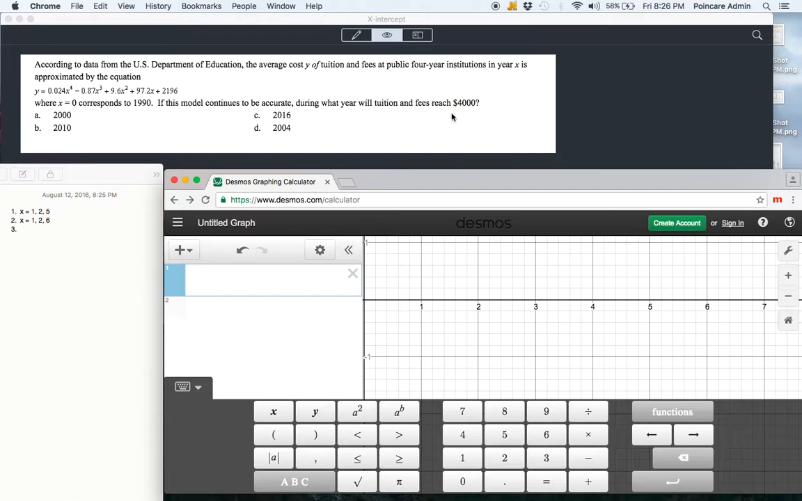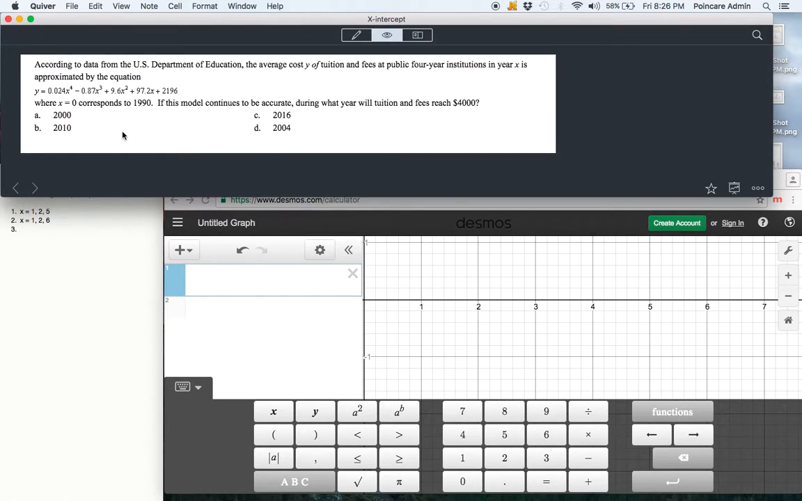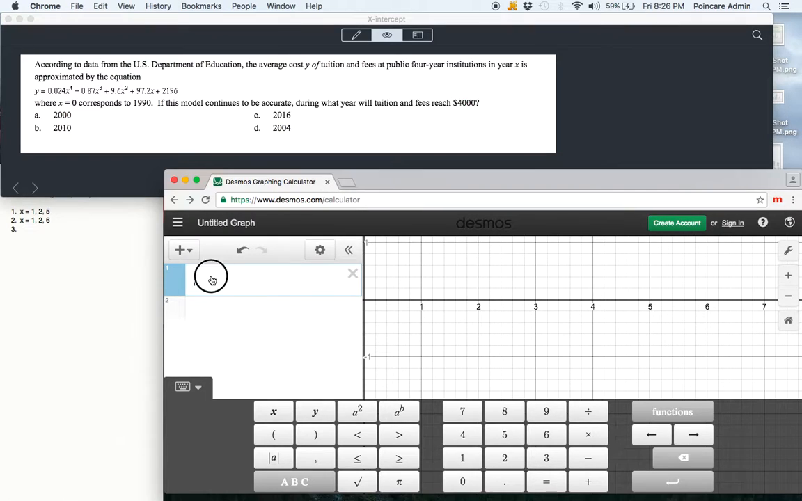Now they ask, when is the average going to reach 4,000? In order to find this, we're going to need to put 4,000 in for Y, right? And then we need to actually subtract it. So I'll show you what I'm going to do. I'm going to subtract 4,000 from 2196. And the reason I'm doing that is because we want when the average tuition is 4,000, right?